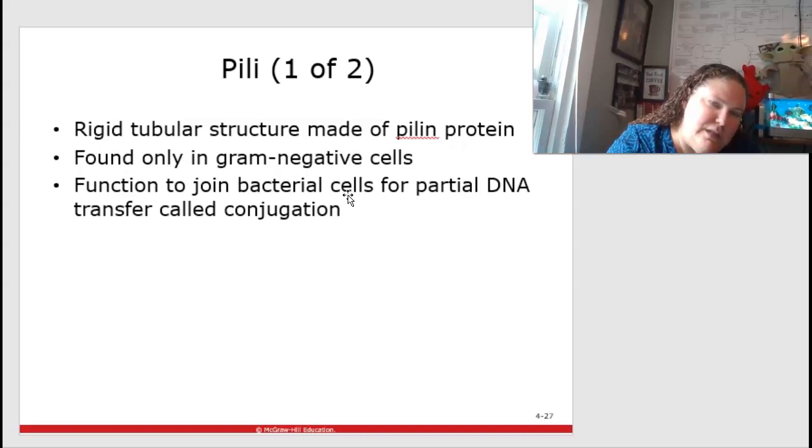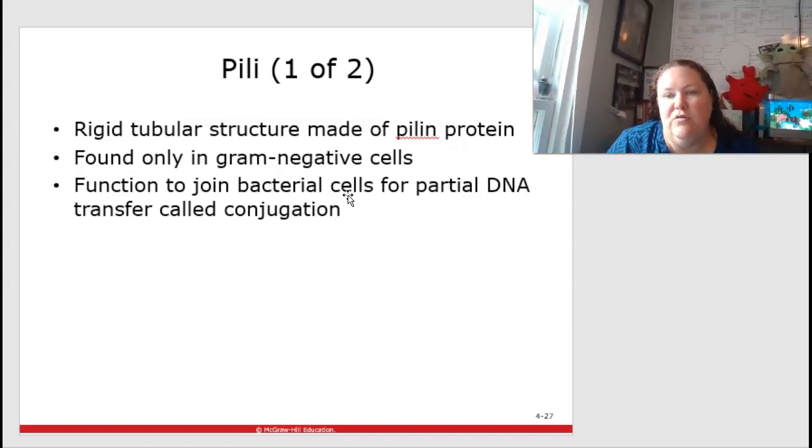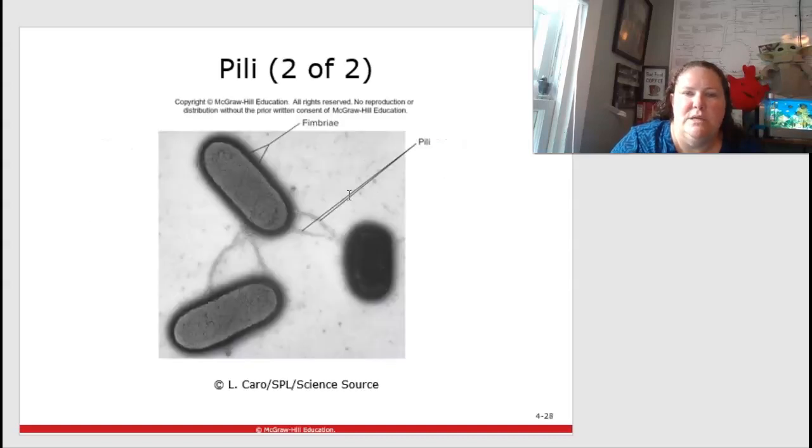So then we have pili, and these are rigid tubular structures that are made of pilin protein. And these are found only in gram-negative cells. So that will be important when we do things in the lab: if you see a pili, then you know it's going to be gram-negative. These also function to join bacterial cells for partial DNA transfer called conjugation. So here is a picture of, again, the little tiny guys are fimbriae and the pili are the big guys.